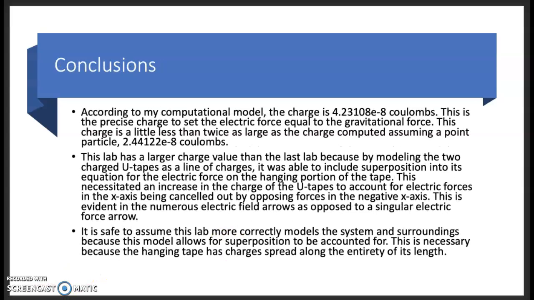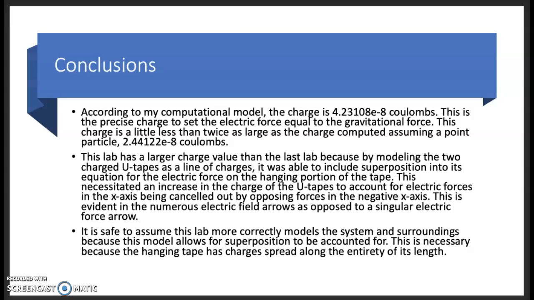Here are my conclusions. According to my computational model, the charge is 4.23108 e to the negative 8 coulombs. This is the precise charge to set the electrical force equal to the gravitational force. This charge is a little less than twice as large as the charge computed assuming a point particle, which is 2.44122 e to the negative 8 coulombs.